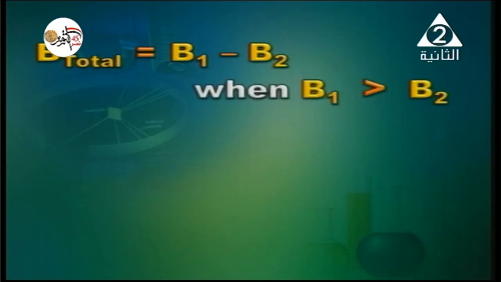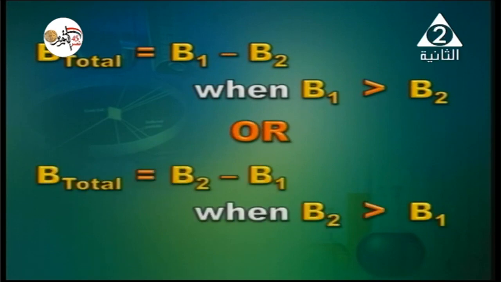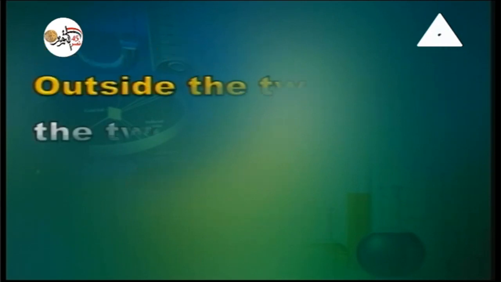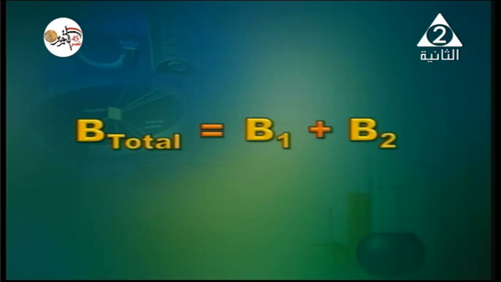So B total is equal to B1 minus B2, when B1 is greater than B2, or B2 minus B1 when B2 is greater than B1. Talking about the total magnetic flux at a point between two wires carrying currents in the same direction. Between the two wires, fields are in opposite directions. Outside the two wires, the two fields are in the same direction. So B total will be B1 plus B2.